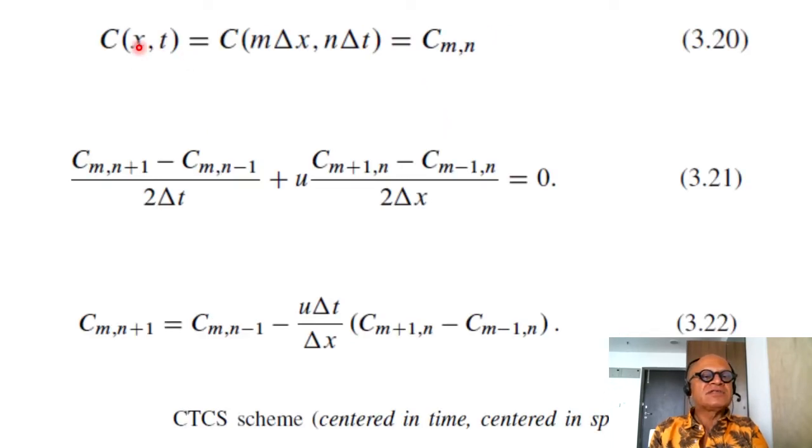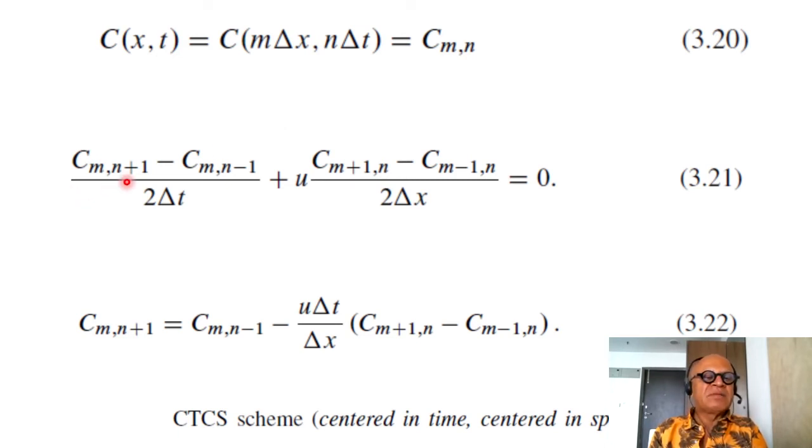So we can write c at any x and any t as c of m delta x, n delta t, which is usually written symbolically as c m comma n, and obviously this gets a more complicated looking thing when you have three-dimensional c, right?